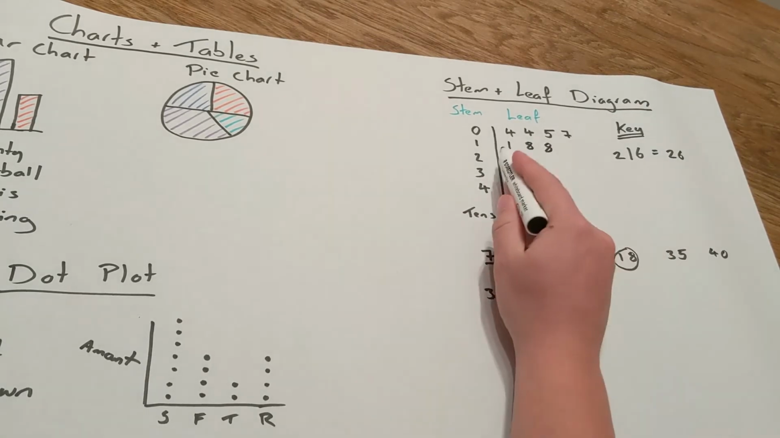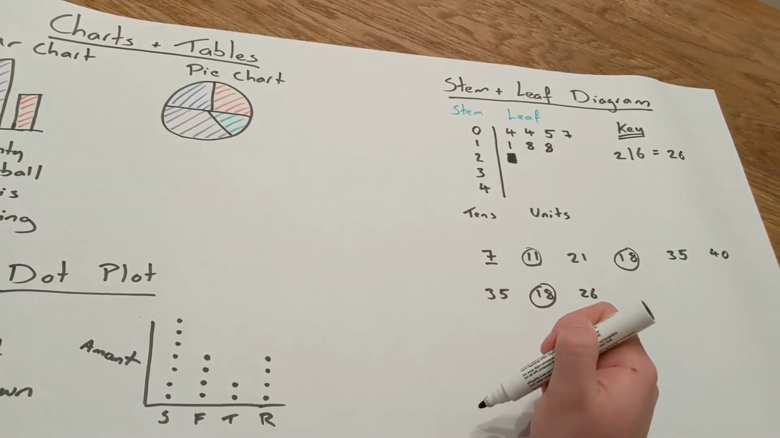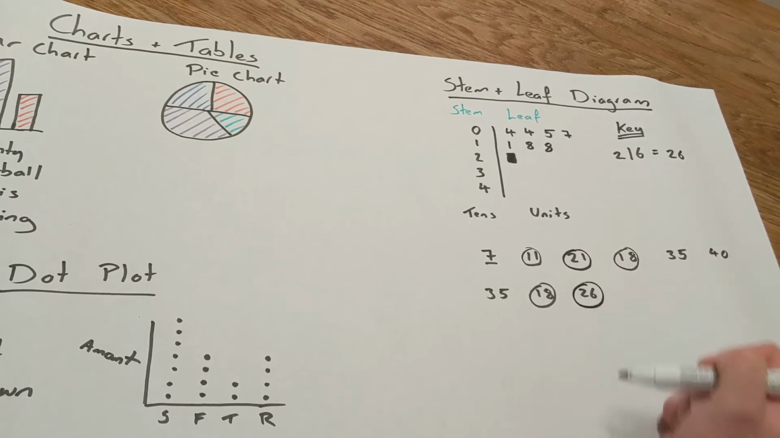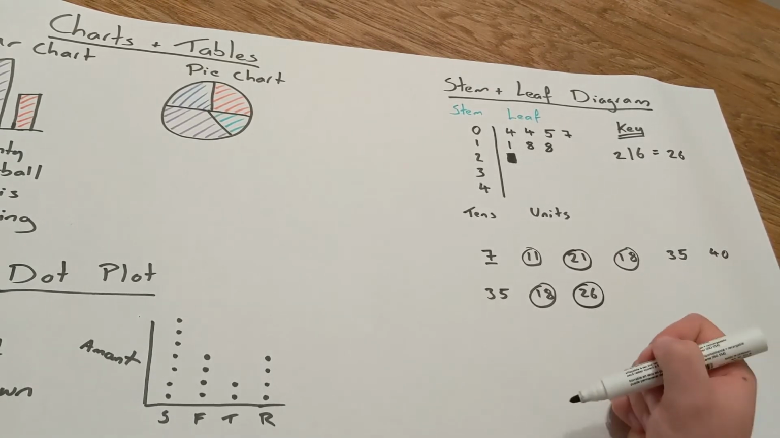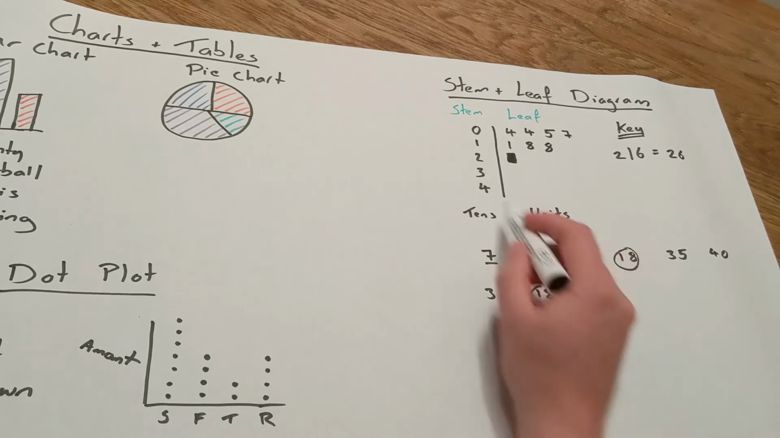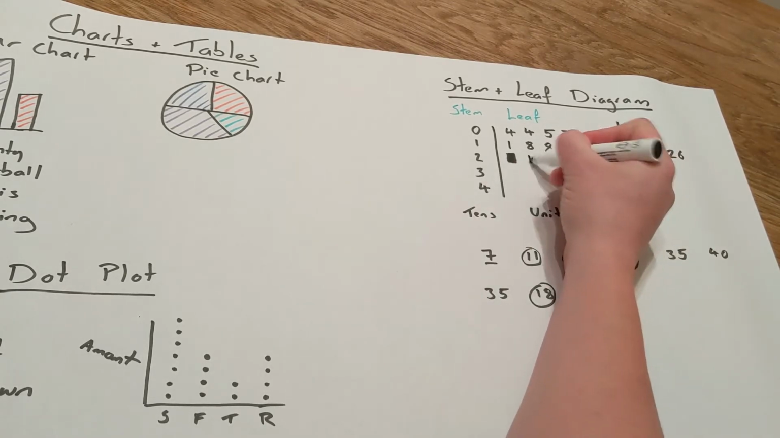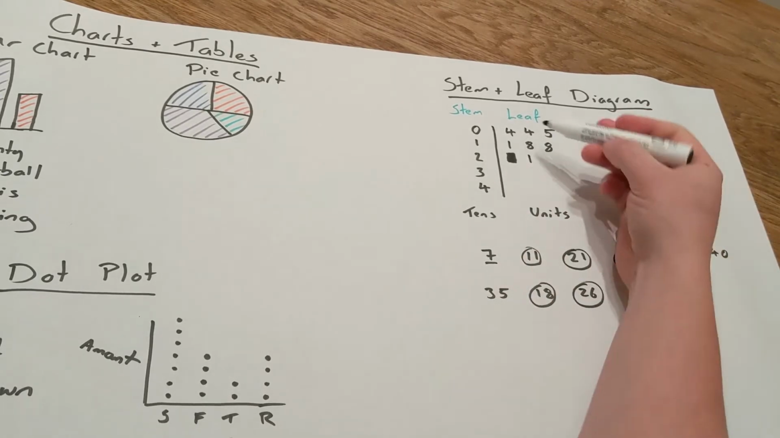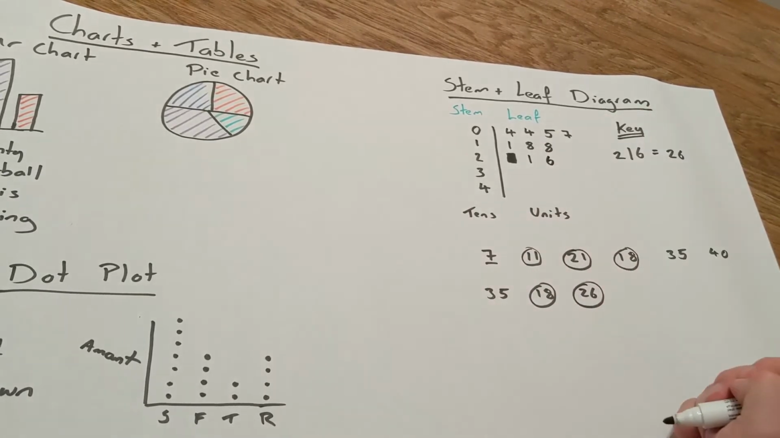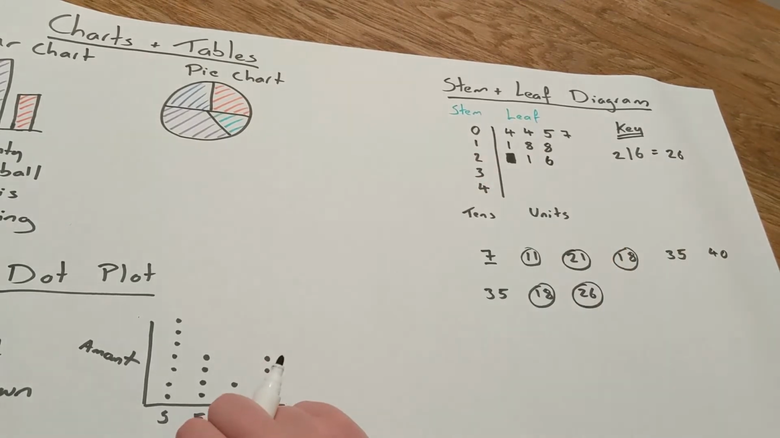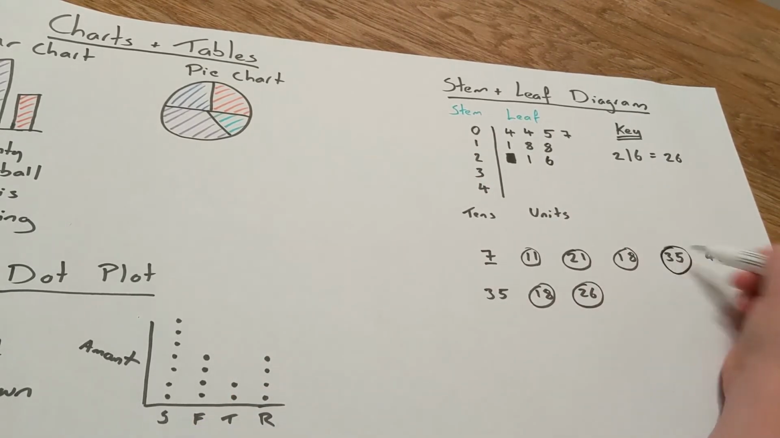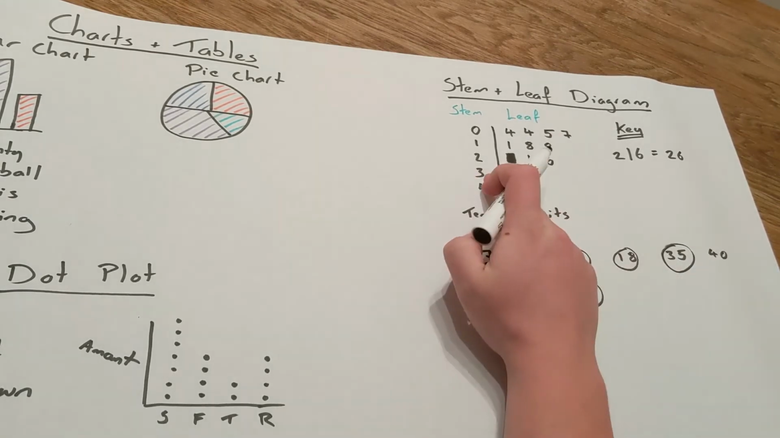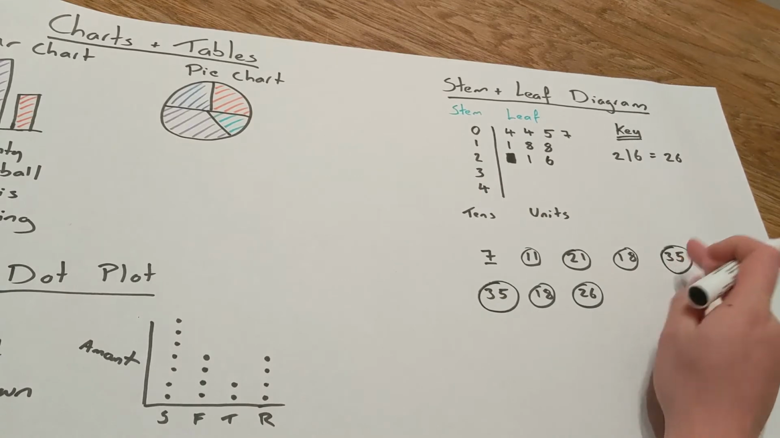Okay, then let's look at the 2s. So any number starting in a 2 now. So we've got 21 and we've got 26. Again, we're doing them in order. We start with the lowest one, so that's 21. 21 is 2 10s and 1 unit. 26 is 2 10s and 6 units. So we'll put a 6 there. Okay, next, anything starting with a 3. We've got 35 and 35. Okay, so 3 10s, so it's 35, and 5 units.